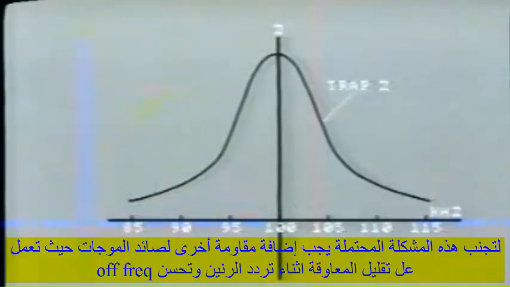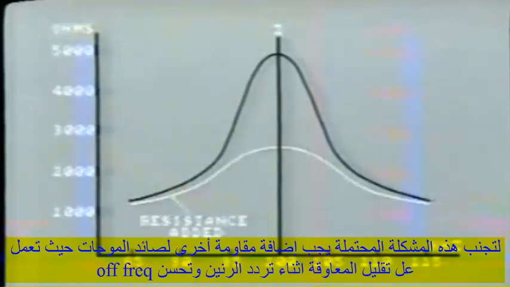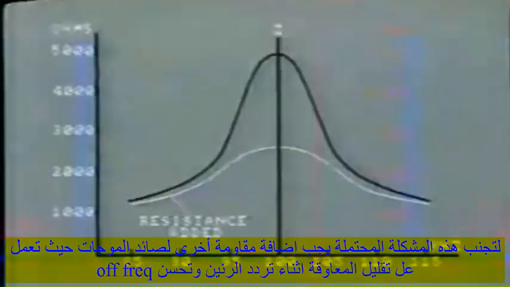In order to avoid this potential problem, further resistance is added to the line trap. This actually has the effect of reducing the impedance at the resonant frequency, but improves the off-frequency operation by providing a resistive characteristic.